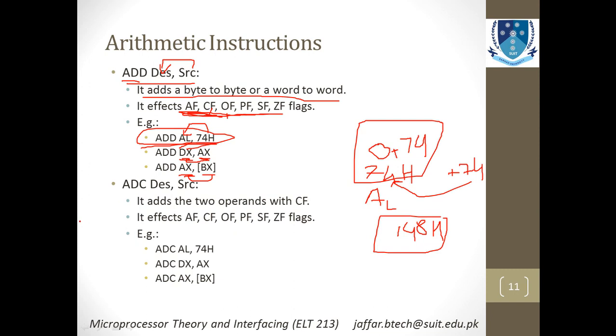Now there is another operation that you can use, that is ADC, and this basically adds the two operands with CF, that is your carry flag. Again, if you want to add some data and you want your flags to be affected, you can use ADC, and it will affect AF, CF, and all the other flags. And these are the examples given over here.